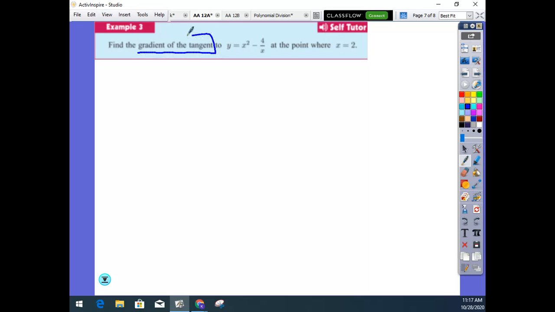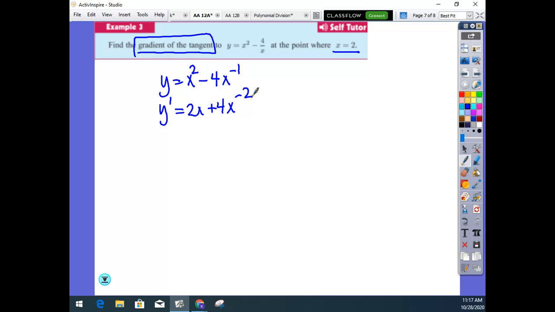Now, this wants the gradient to the tangent, which means take the derivative when x is 2. All right, so first I want to rewrite the equation using exponents only. Then I can take the derivative, bring the exponent down, subtract 1, bring the exponent down, makes it a positive 4, subtract 1.